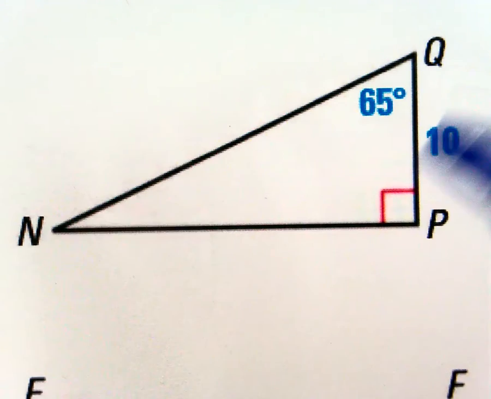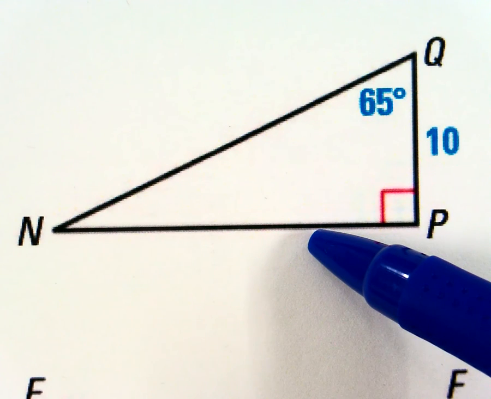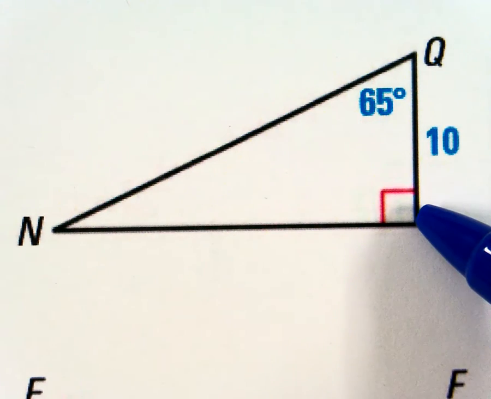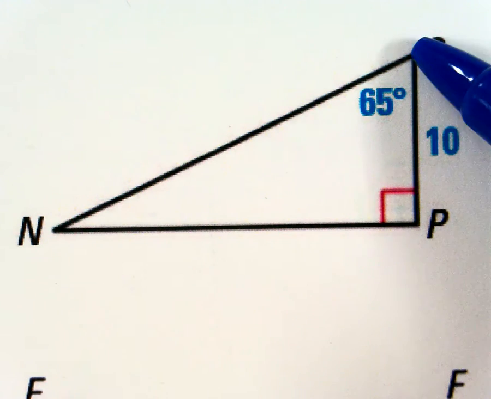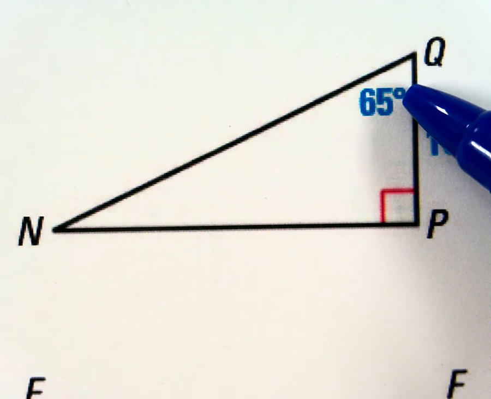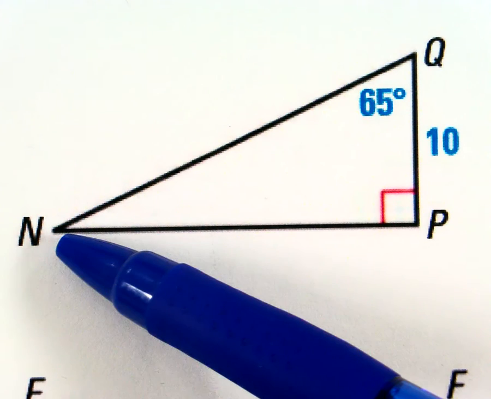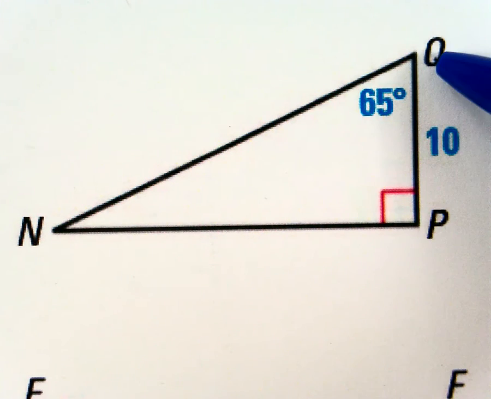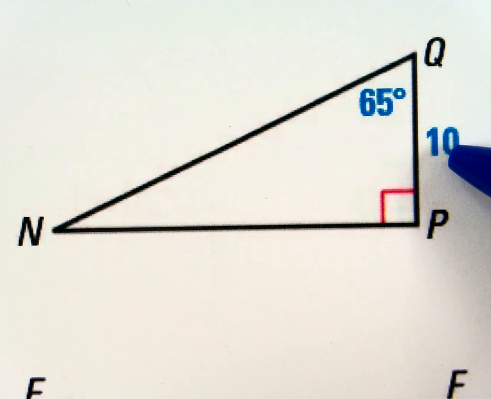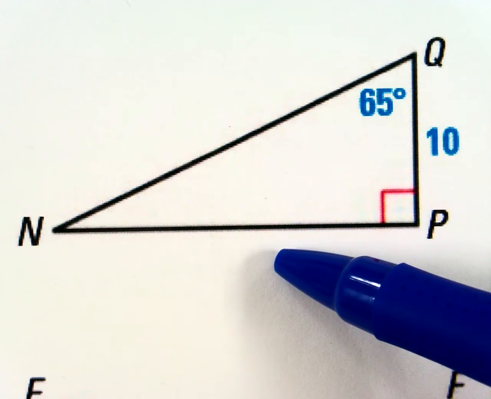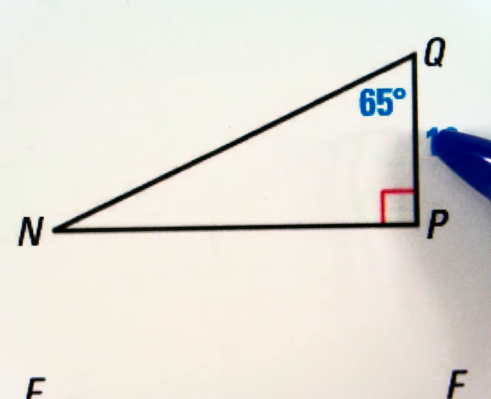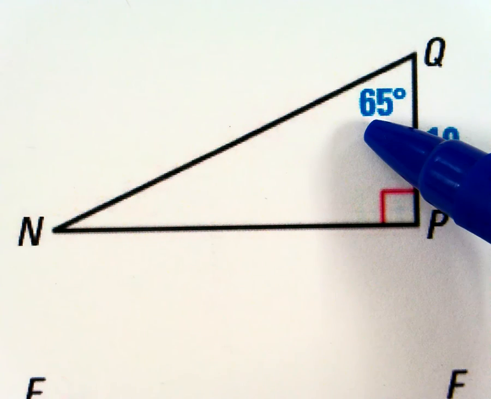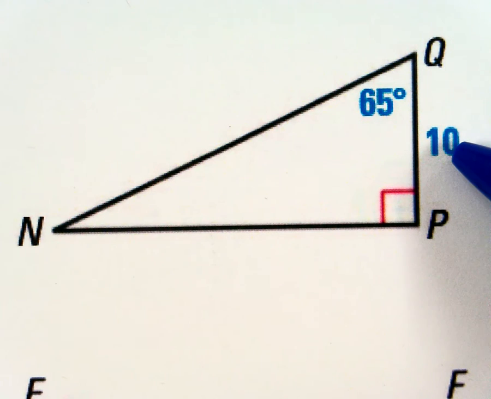How are you going to find this side length? Well, you look at what you have, NP. You want to know NP, you have QP. If I'm doing the 65, you could do it with the 25, and that would be just fine. But relative to the 65, 10 is adjacent, and NP, unknown, is opposite. So opposite and adjacent is tangent. You would say the tangent of 65 is opposite over adjacent. You would solve it just like in the previous lesson.